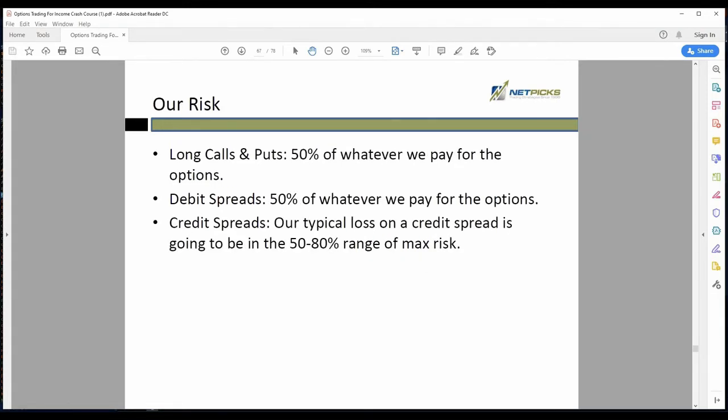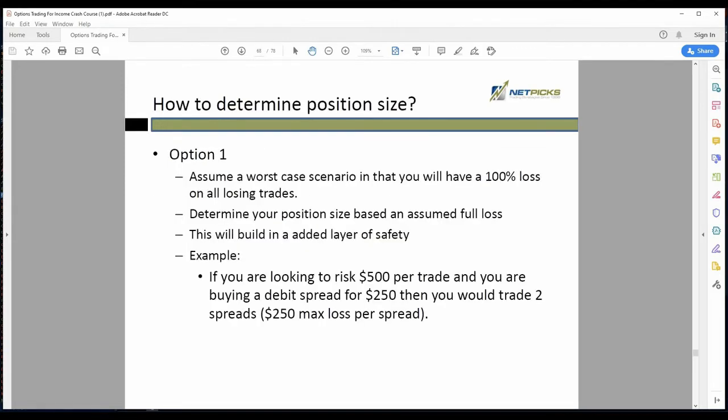Now, you can take this a step further. If you actually want to use stops, use stop orders, you can use that when factoring in your position size. On long calls and long puts and debit spreads, we like to use a 50% stop. On a credit spread, I mentioned earlier, try to keep that stop in the 60 to 70% range, which is ideal. So you can actually use that when factoring position size.